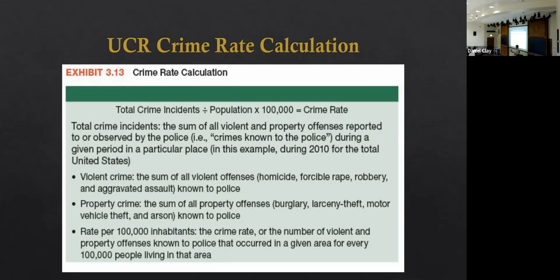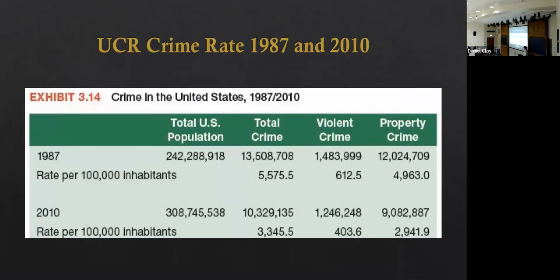But at the end of the day, it's still misleading because we don't know about the dark figure of crime, right? Things that don't get reported to the police. So here's how crime has evolved from 1987 to 2010. We had the total US population, massive increase. Total crime, massive decrease. Violent crime, decrease. Property crime, fairly significant decrease.